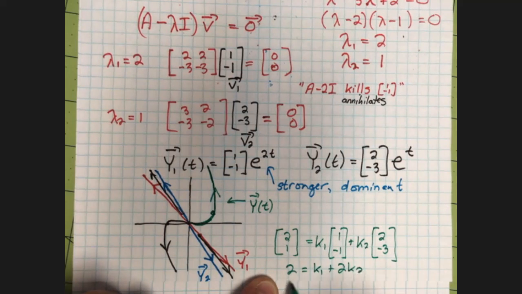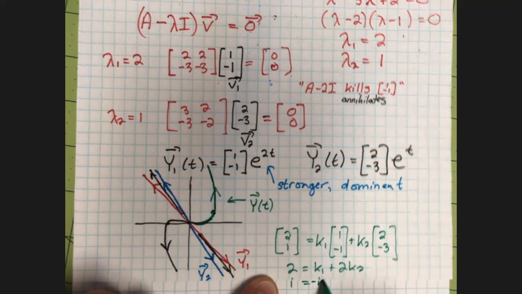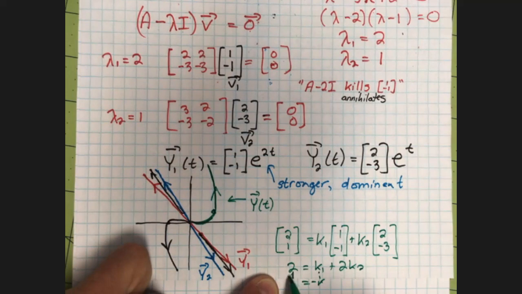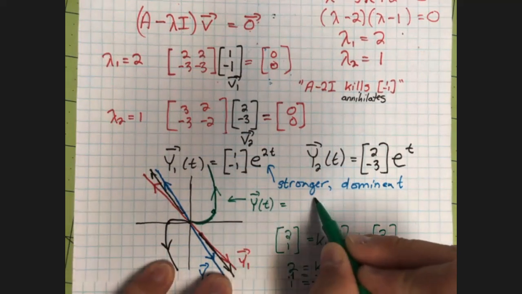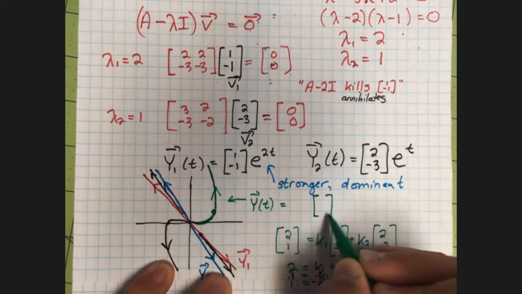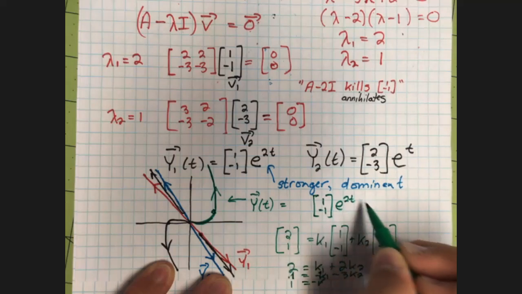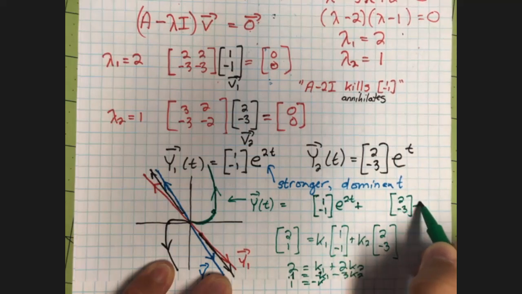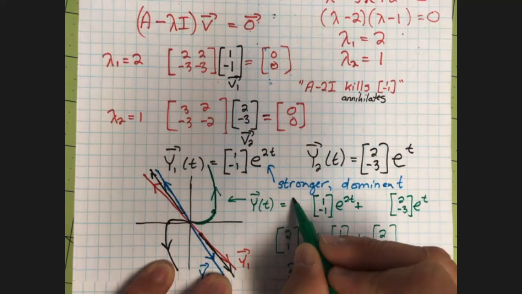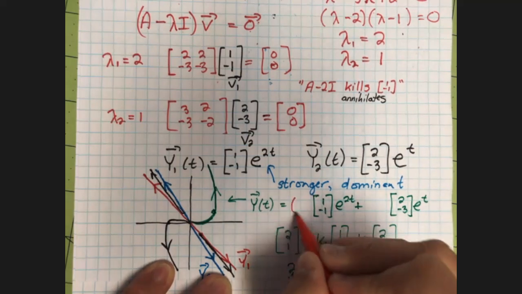2 = k1 + 2k2, and 1 = -k1 - 3k2. I slipped to the bottom of the paper. Now, that will tell me how much of the first answer to use and how much of the second answer to use, or a better description than how much is what ratio of these two curves I should use.